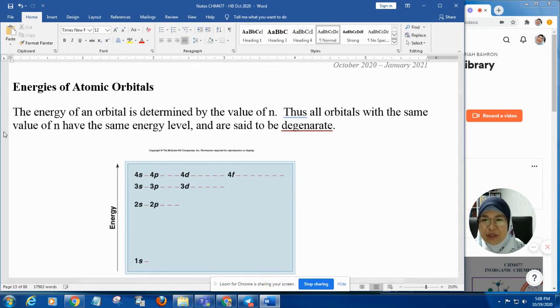Now, the energy of an atomic orbital is determined by the value of n. N is the shell number. So shell number 1 has n equals 1. Shell number 2 accordingly has n equals 2. Shell number 3 has n equals 3. Okay?